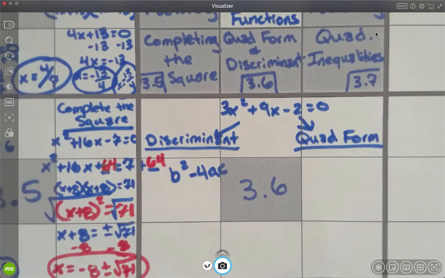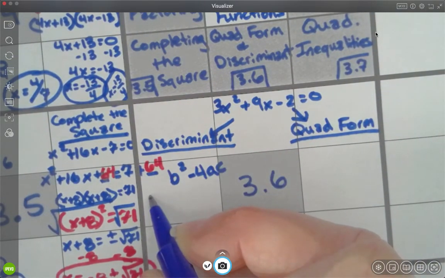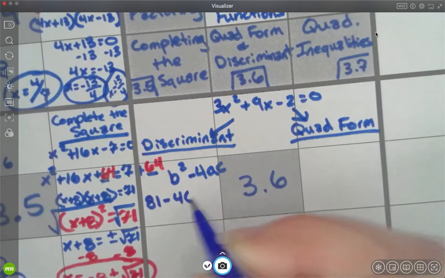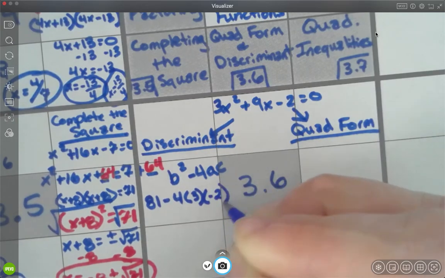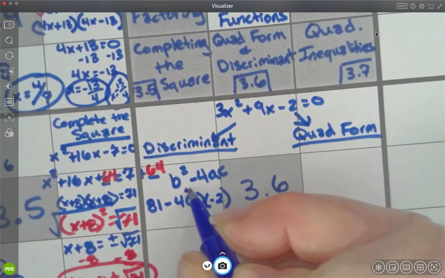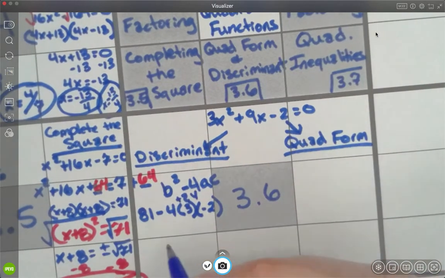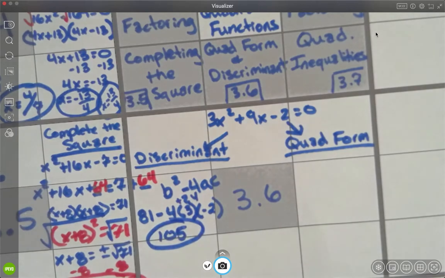Okay, so according to this problem here, it's negative b, 9 squared. Just wait. What is b squared? b squared is not 81. 81 minus 4 times a is 3 and c is negative 2. Okay, so just slow down here. Negative 4 times 3 times negative 2 is what? Positive 24, right? This is positive 24. So 81 plus 24 is 105. That's my discriminant. 105.